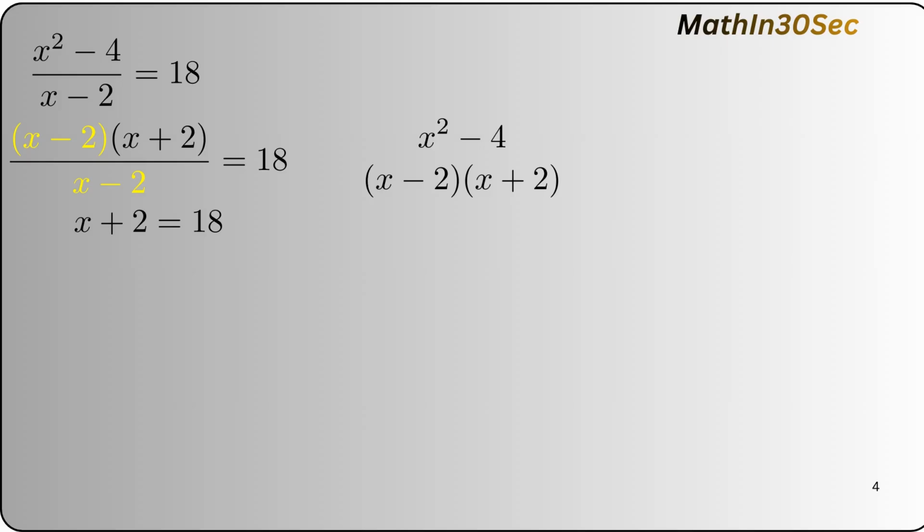Now, we subtract 2 from both sides. That gives us x = 18 − 2. And finally, x = 16. So the solution to our equation is x = 16.